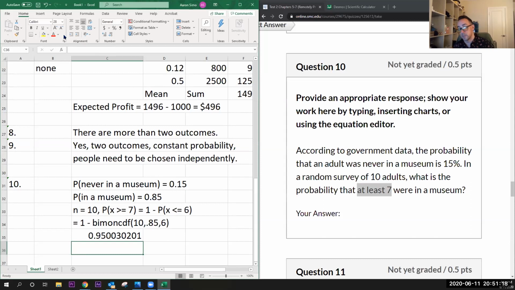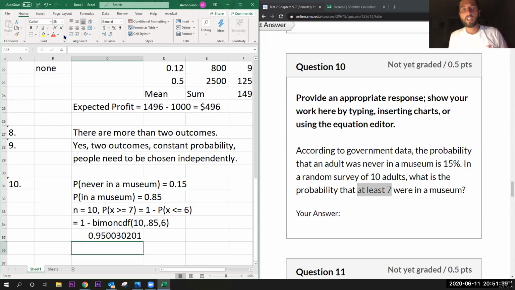Oh, I think that worked. I don't know. What did you guys get? 1 minus it. 0.95003, so 0.95. I got that same. That's good.